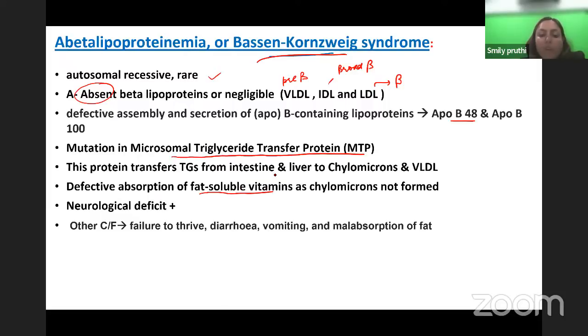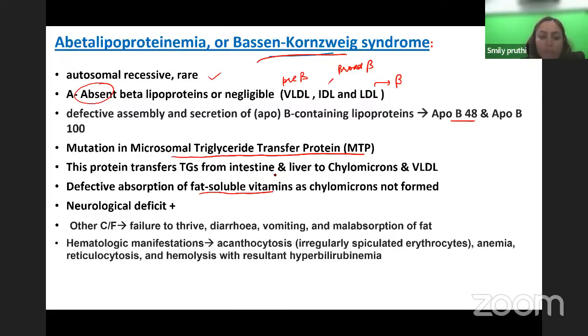Other clinical features are failure to thrive, diarrhea, vomiting, malabsorption of fat, acanthocytosis, that is irregularly spiculated erythrocytes, anemia, reticulocytosis, hemolysis with resultant, obviously, hyperbilirubinemia. So I hope you can differentiate between Tangier disease, which is decreased alpha lipoprotein, and abetalipoproteinemia, which is decreased beta lipoprotein, or absent, almost negligible beta lipoproteins, right?